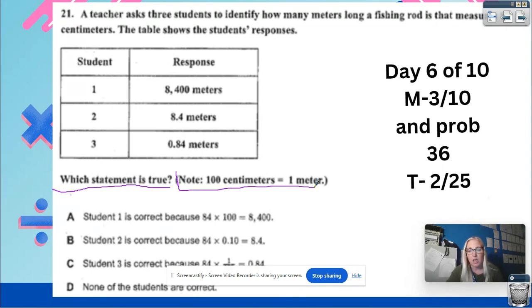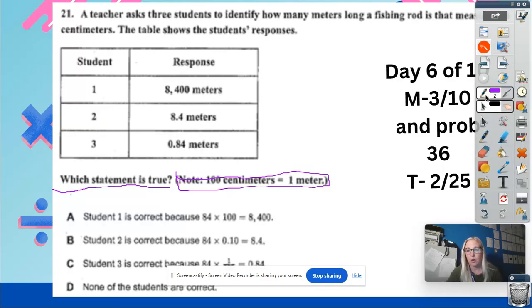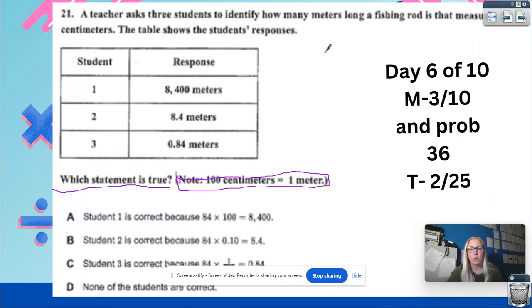And you'll notice they give you a pointer, and they say there are 100 centimeters in 1 meter. There are 100 centimeters in 1 meter. So we know from the information that it is 84 centimeters long. So we have to decide now, what do we do with this information?